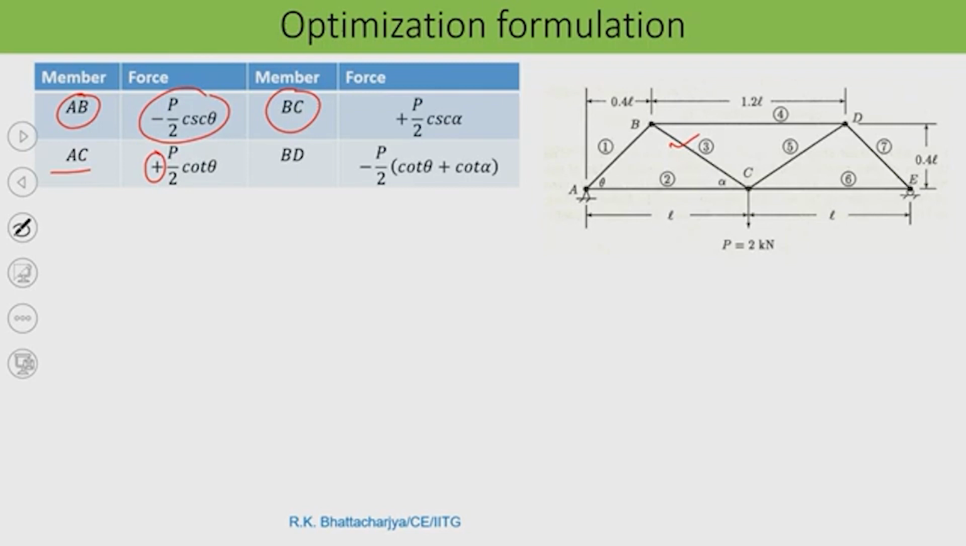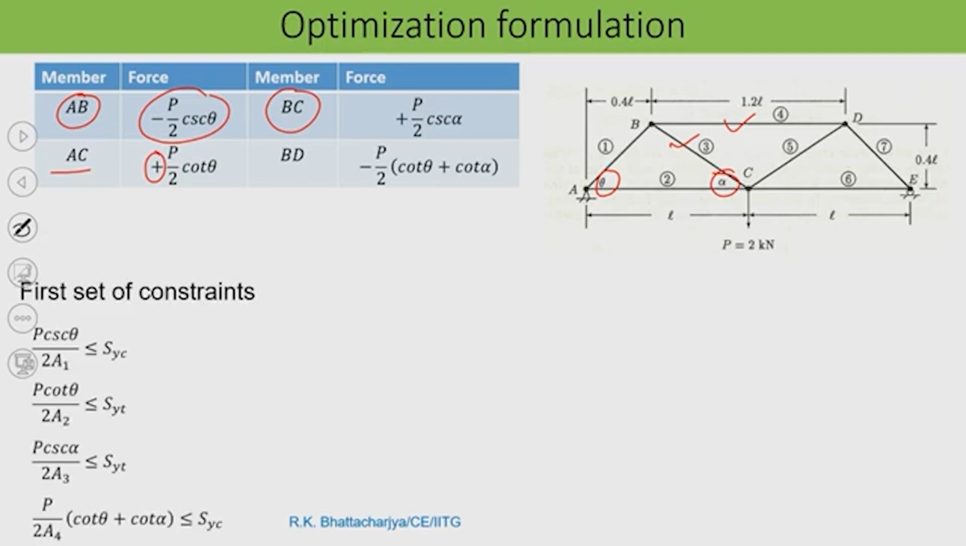So, here this is theta and this is your alpha, and member BD, this member, is again in compression, and that is P by 2 within bracket cot theta plus cot alpha. So, these are the forces. Now, whatever member you want to design, the cross section should be sufficient enough to take this compressive and tensile force.